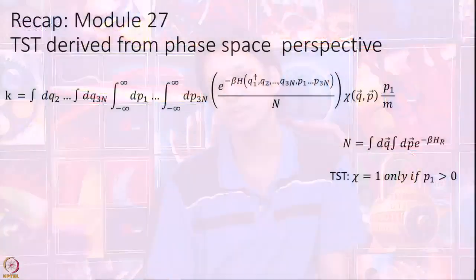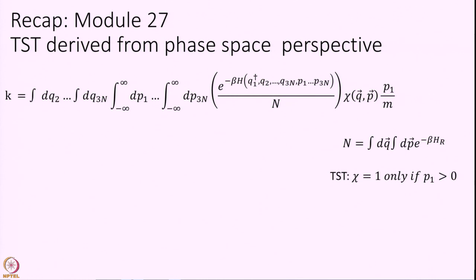So I will go back to a very old formula we wrote in module number 27. You can go back to that module and have a look. What we had really shown is that the rate constant, under the assumptions of classical nuclei and Boltzmann distribution, thermal statistics being true, can be written as this big integral. This integral I will simplify, just shorthand notation for the purpose of this module. I will write this integral from dq2 to dq3n as dq over the dividing surface.